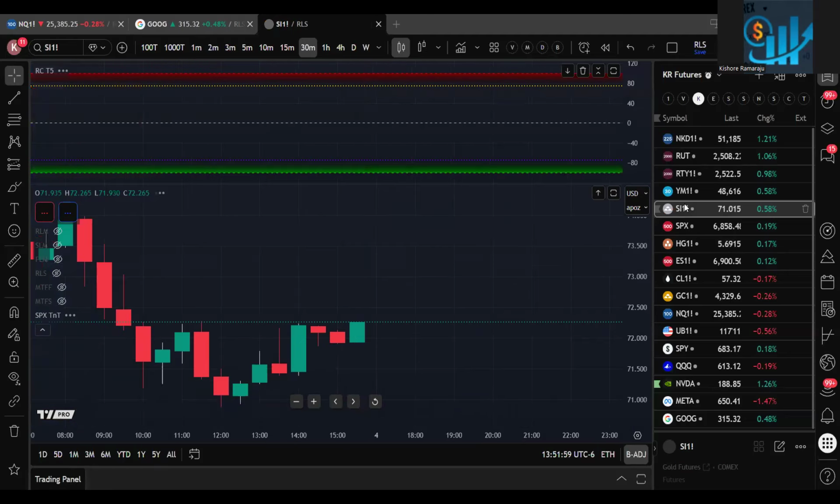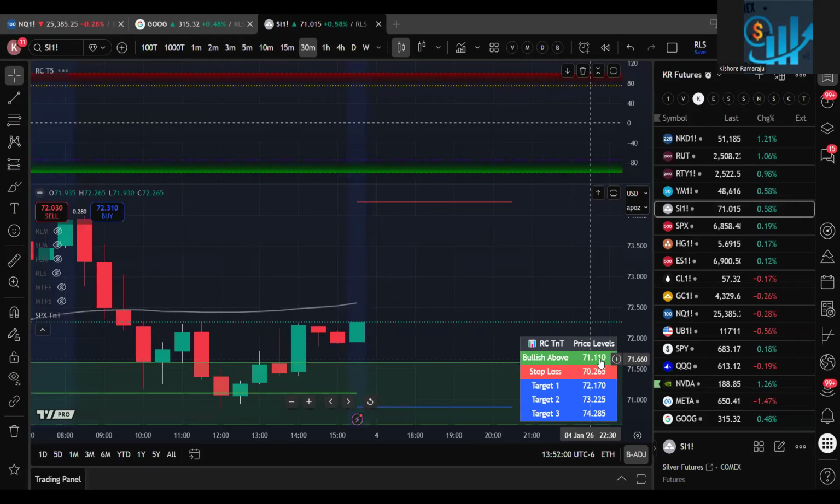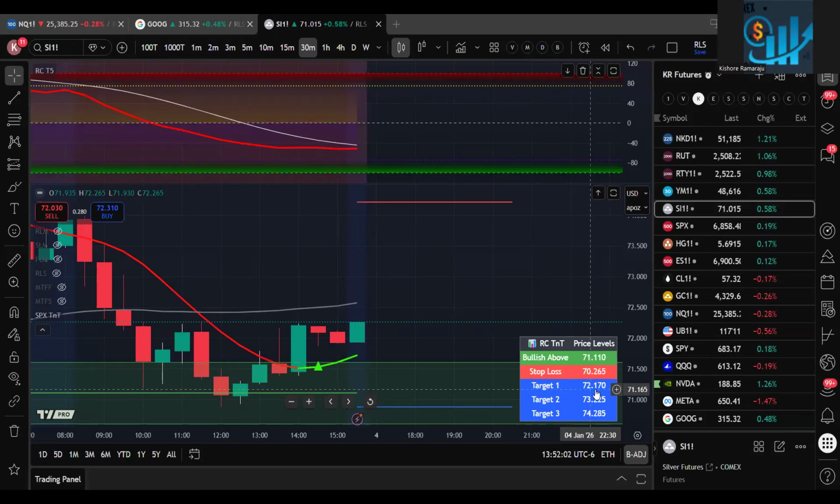In the same way, silver, right? Above 71, it will go to 72.17, 73.22, 74.28. There is a high possibility we'll see a nice bounce on silver tonight. Minimum is target 1, target 2. After target 2, there can be, right? It will come back to target 1 and again go to target 3.